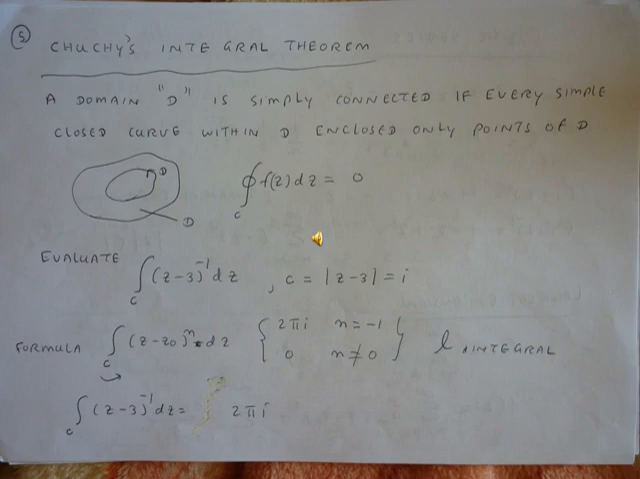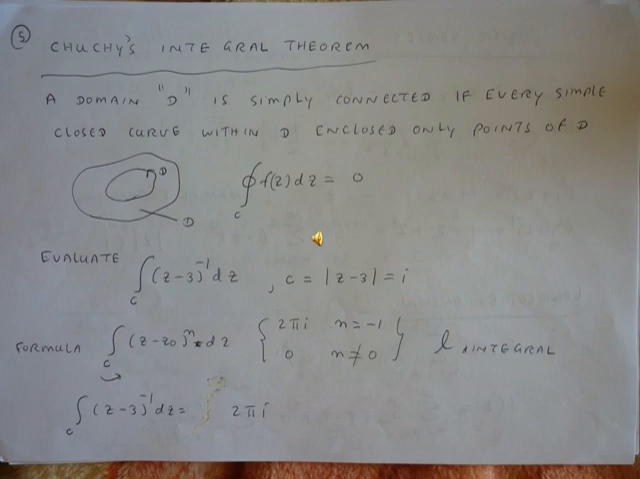Then, based on the principles, we solve the problem. Evaluate the circle integral of (z minus 3) power minus 1 dz, where C is the magnitude of z minus 3 equal to 1. The formula we can write is the integral over C of (z minus z0) power n dz. When the n value is minus 1, the whole value will be 2πi.